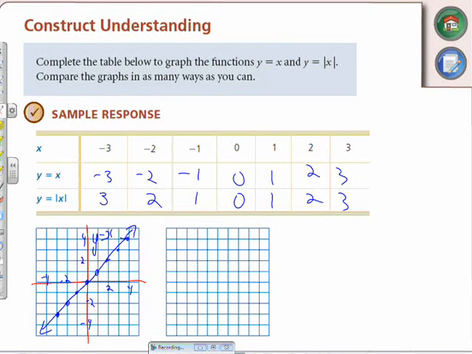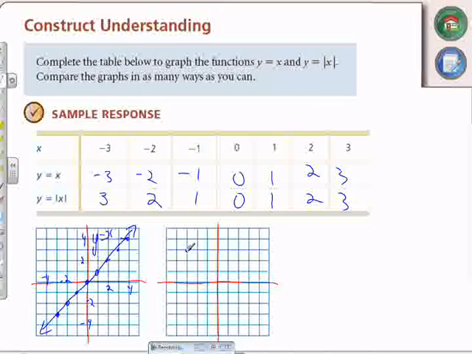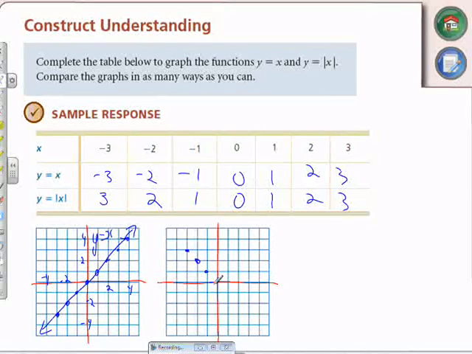The next one, starting to plot these ones, we've got negative 3 comma 3. Negative 2 comma 2, negative 1 comma 1, 0, 0, 1, 2, 3. So now if we graph this one, we have a V shape.